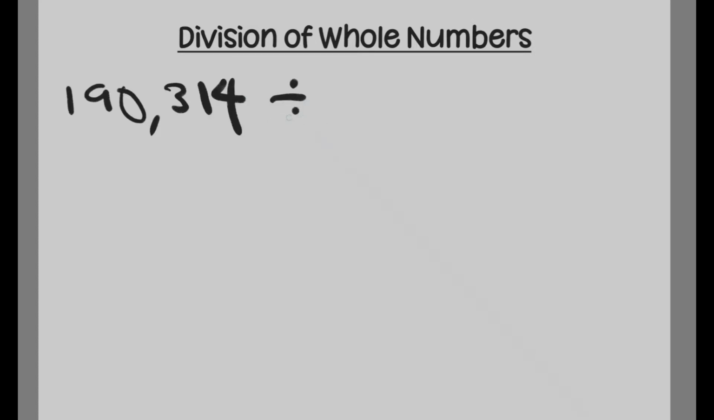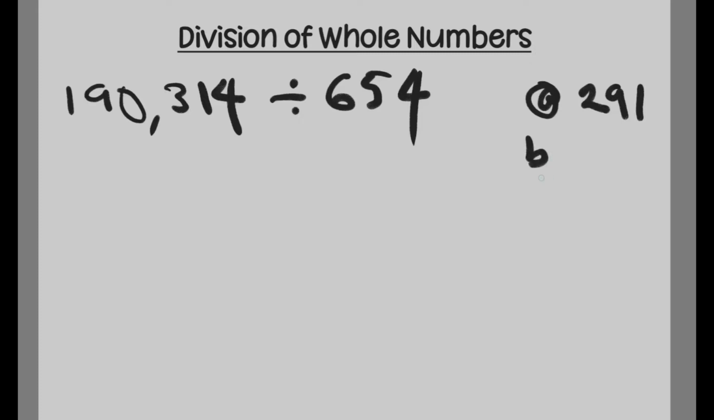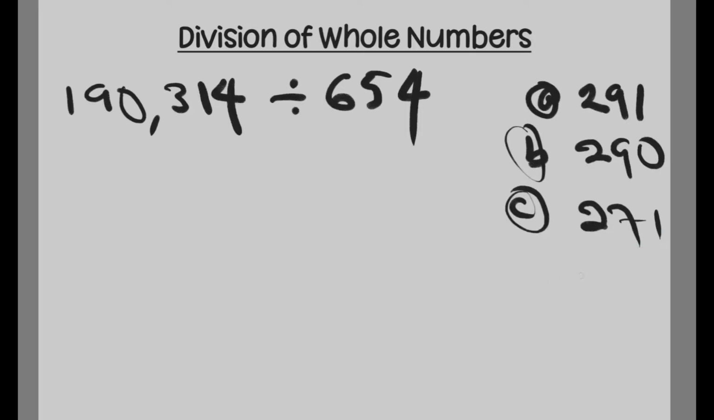190,314 divided by 654. That's a question we're given. Divide these two. Okay, we have option A as 291. Option B we have 290. Option C we have 271. And option D we have 290, remainder 13. Okay, those are the options we have. So write this down and let's go ahead and solve this question.